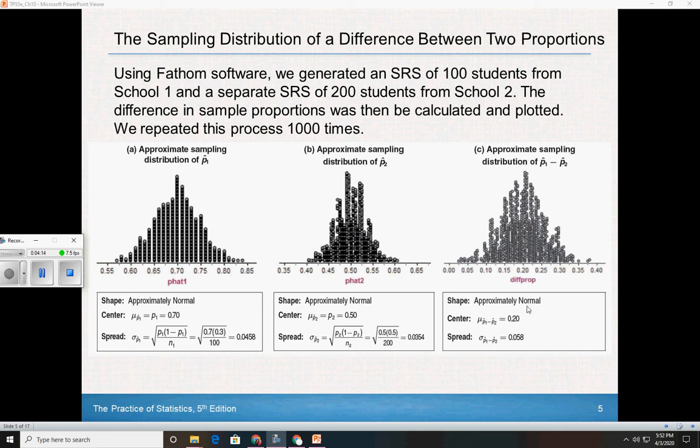Now, for reasons we'll go through in just a minute, the center of this graph is the difference in my two p's. So 0.7 minus 0.5, that's why this is 0.2. And the standard deviation of this graph is 0.058, and I'll explain that some more in just a second. So this graph is giving me an idea about how different my samples are.